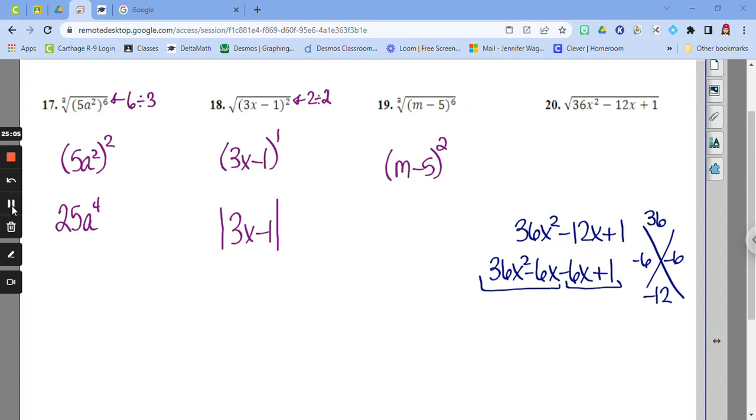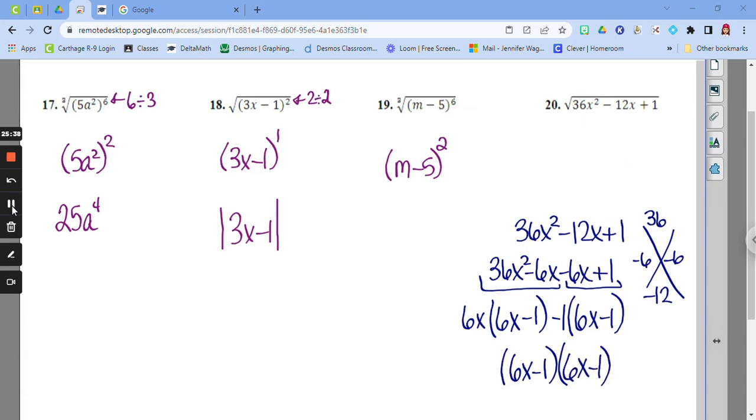The first two I can divide by 6x. When I do, it leaves me with 6x minus 1. The next group is almost 6x minus 1. So I factored out a -1 to switch it to a positive 6x minus 1. So I have 6x minus 1 and 6x minus 1. I have the same two factors, which means I can write it as the square root of 6x minus 1 squared, indicating I have two of the same factor. So now, like 18, 2 divided by the index leaves me with 6x minus 1.